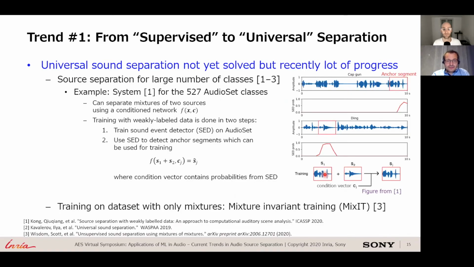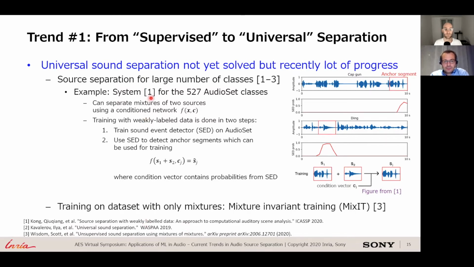Another progress that has been made towards this direction of universal sound separation, you can see on this slide here, is source separation for a large number of classes. So for example, the system 1 that you can, so all the references you can always find at the bottom of the slide.